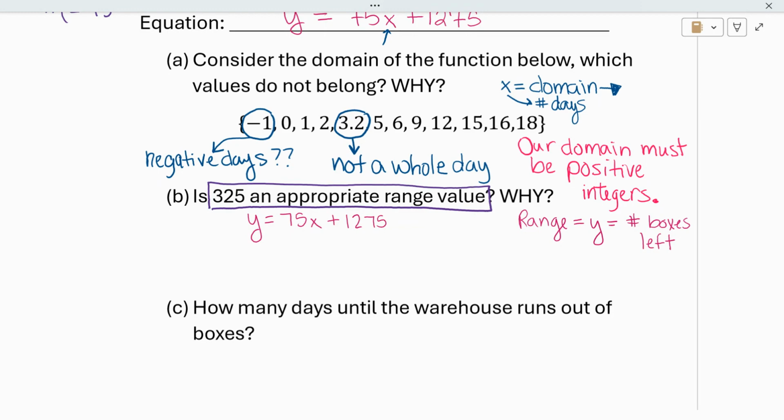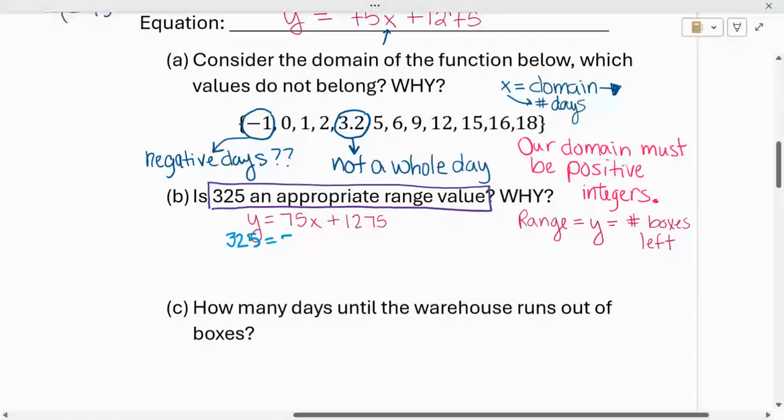This is saying, is 325 an appropriate range value? How would I plug that in to my equation to check it? How would I substitute that value in? What is 325 asking me about? Is it asking me about an input or an output value? An output. And y is our output. So I'm going to replace the letter y in my equation with 325. And I'm going to solve to see what my input value is.